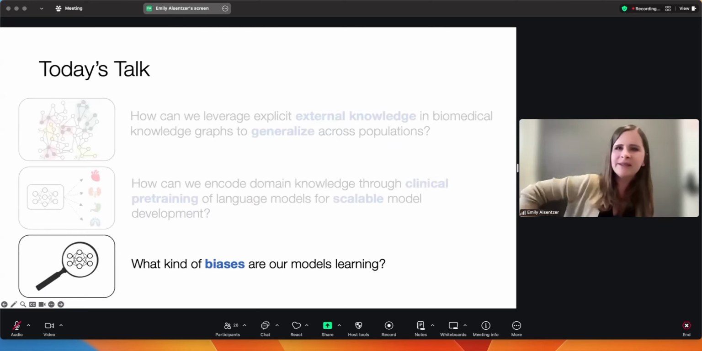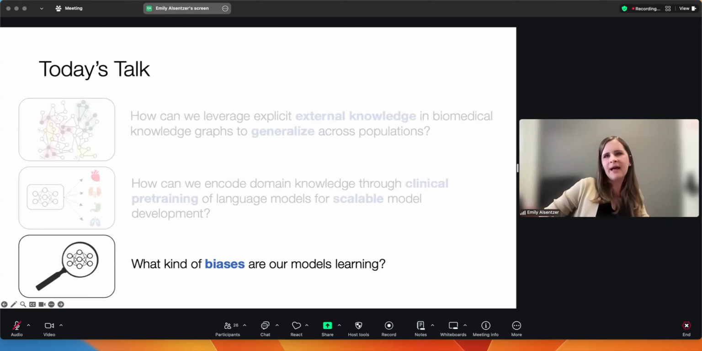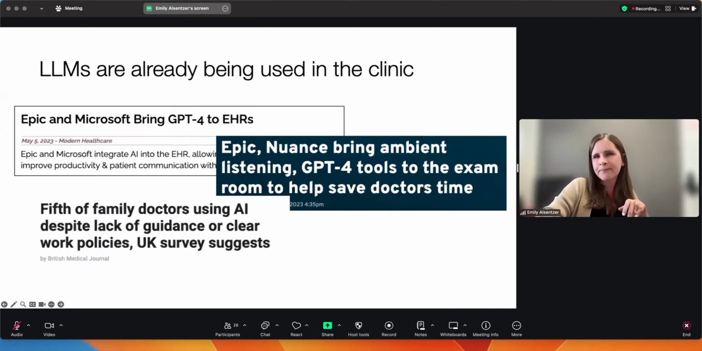All right, so I'm now going to pivot one last time. So at this point, we've talked about how we can implicitly encode domain knowledge through pre-training. However, this pre-training process can also lead models to learn unwanted associations that might be found in the training data. So I'll talk about our work to uncover the biases that these models are actually learning.